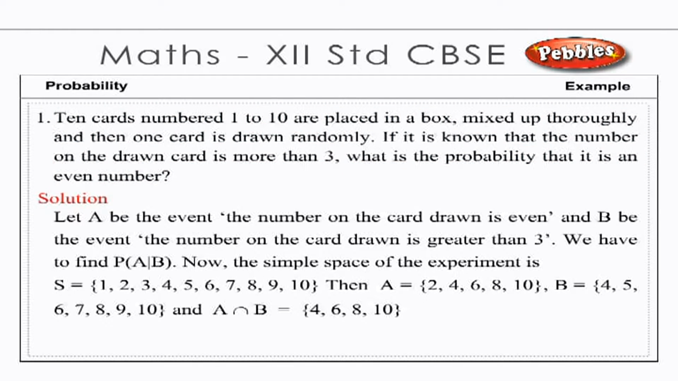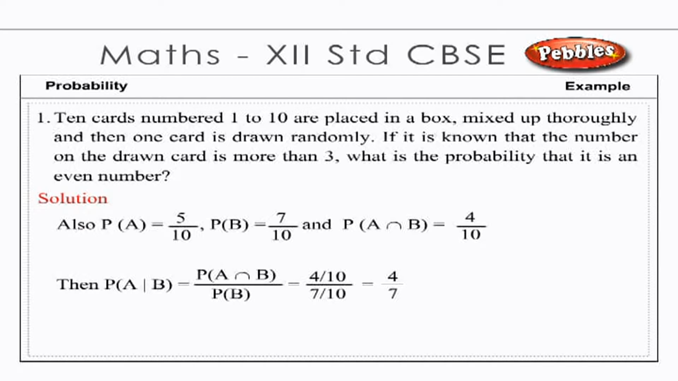Solution. Let A be the event, the number on the card drawn is even, and B be the event, the number on the card drawn is greater than 3. We have to find P(A|B). Now, the sample space of the experiment is S equal to {1, 2, 3, 4, 5, 6, 7, 8, 9, 10}. Then A equal to {2, 4, 6, 8, 10}, B equal to {4, 5, 6, 7, 8, 9, 10}, and A intersection B equal to {4, 6, 8, 10}.